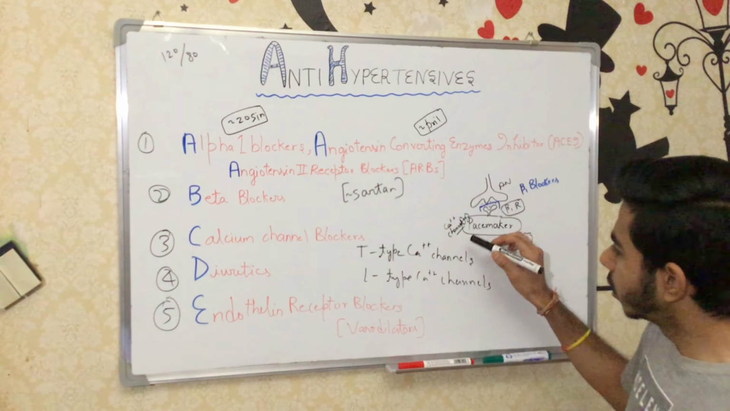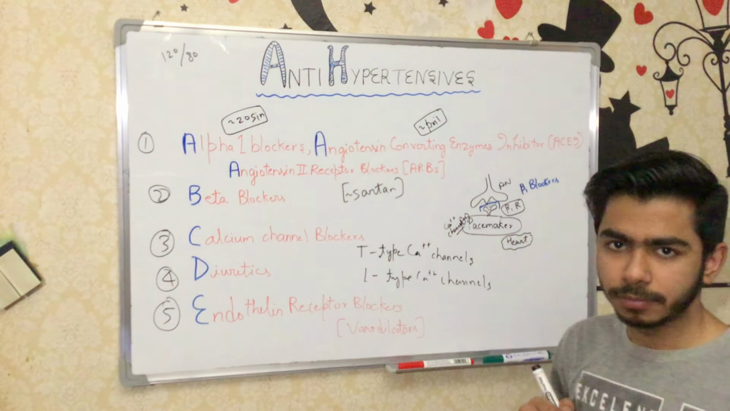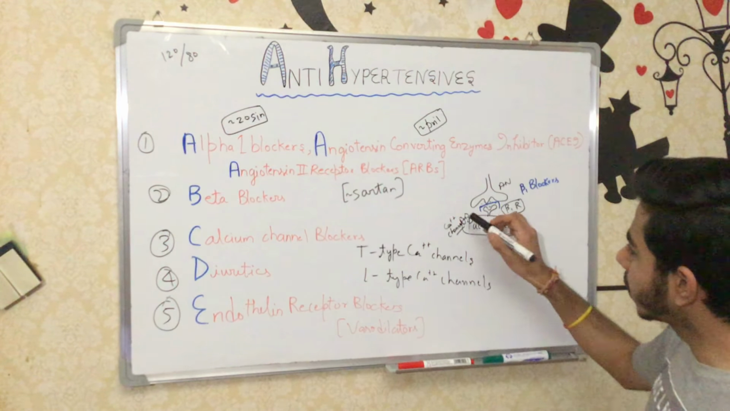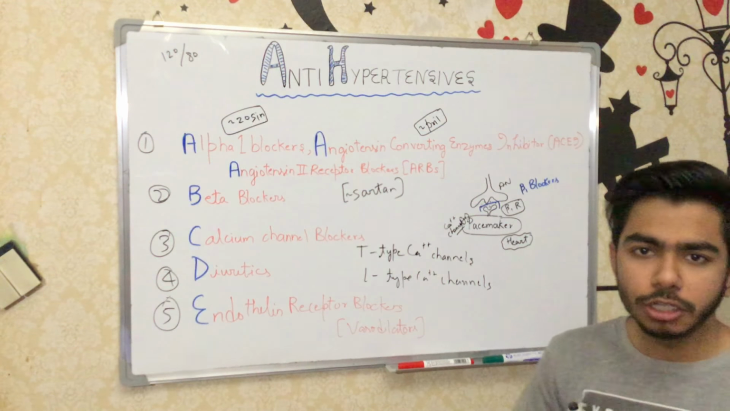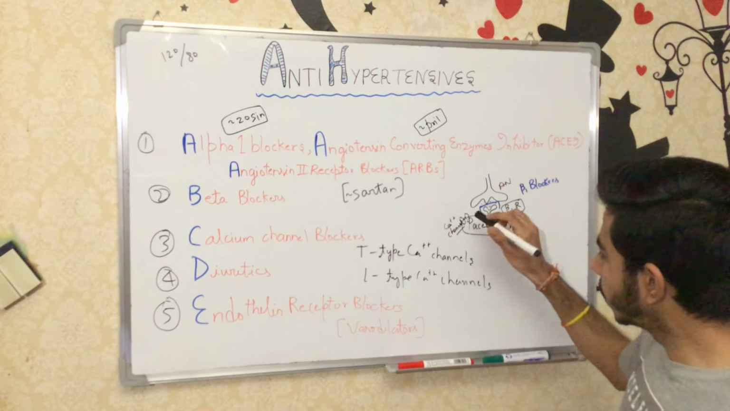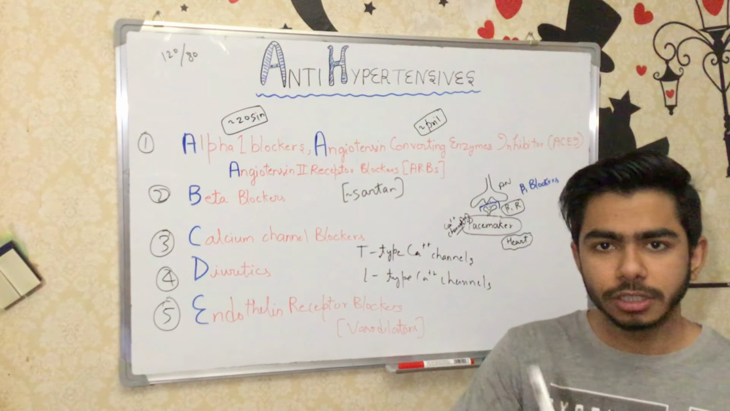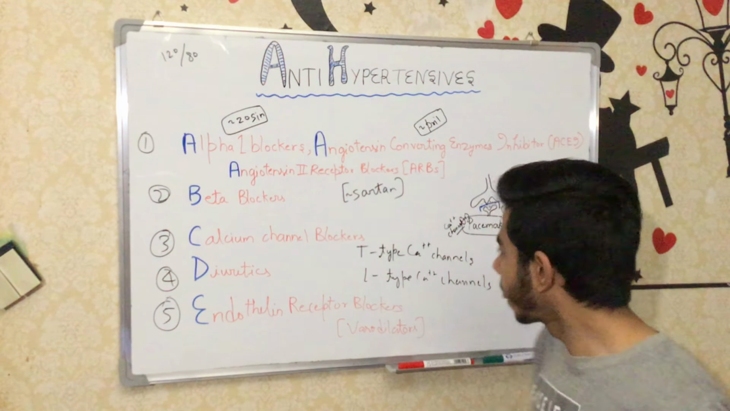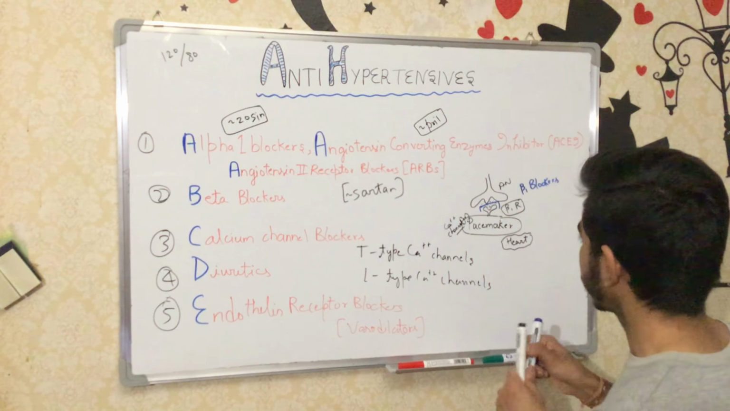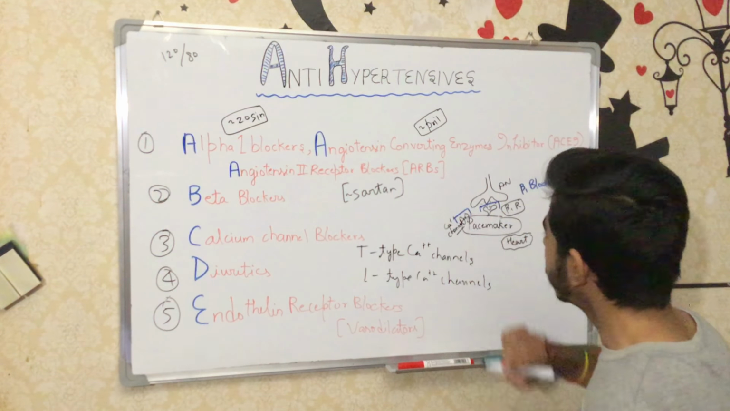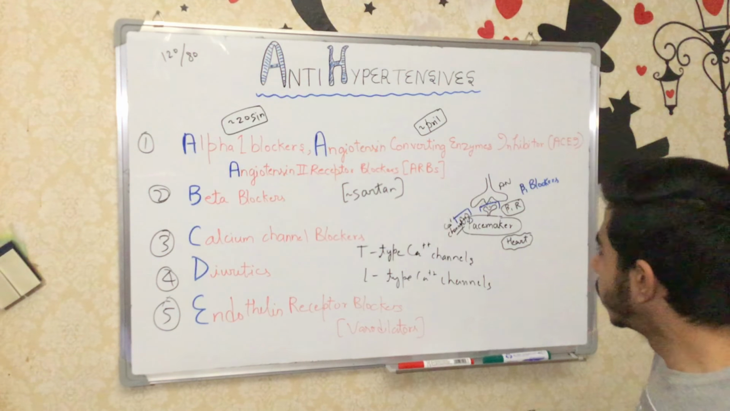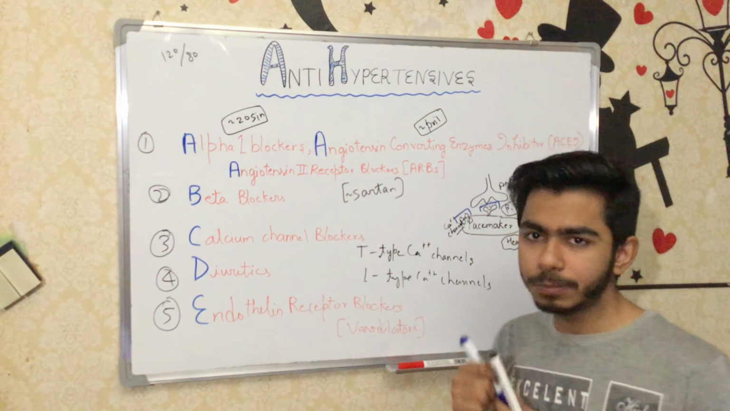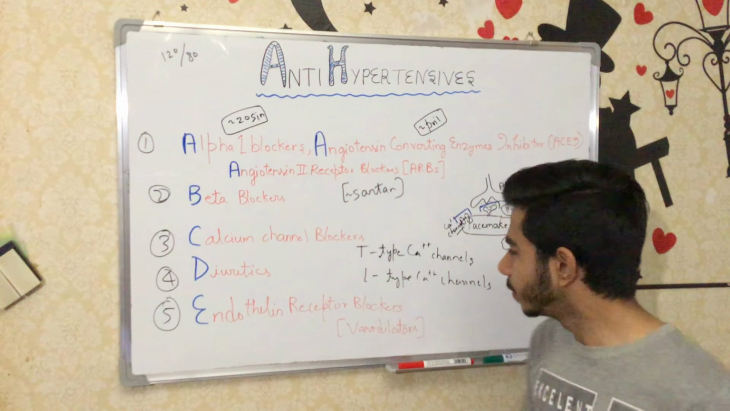But if we have the T-type calcium channel blockers, then what will happen? T-type calcium channel blockers will lead to the blockage and will lead to a decrease in cardiac output, systolic volume, and eventually a decrease in blood pressure. So they will block the calcium channels over here and help to reduce the blood pressure.